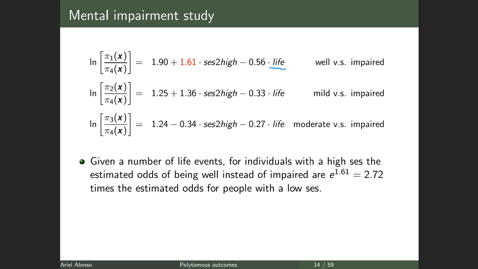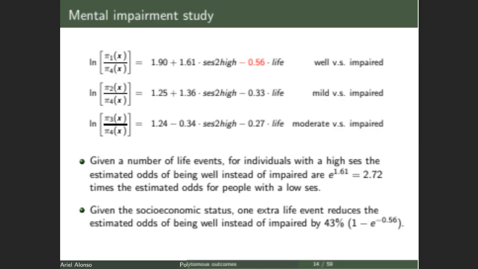So e to the power 1.6 is 2.7. So for the given number of life events, for individuals with a high SES, the estimated odds of being well instead of impaired are approximately 3 times larger than the estimated odds for people with low socioeconomic status. That's the interpretation. It's exactly the same interpretation as for the logistic model. The only thing is that you now need to take into account that you have three odds. So you're comparing here well versus impaired.